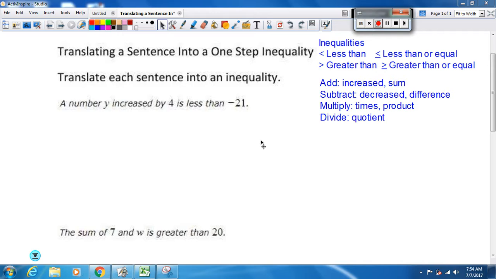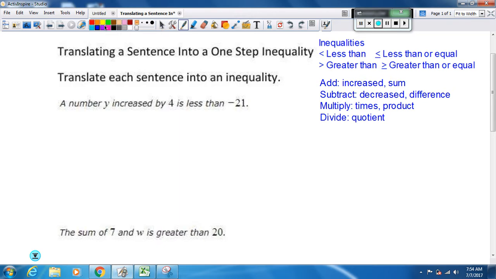Translating a sentence into a one-step inequality. We are just translating these sentences, writing them as inequalities. We are not solving them at this point. I have here a list of your inequalities, less than and less than or equal. The difference between those is the equal part is underlined, and then greater than or equal, and the difference between that is the equal is underlined.